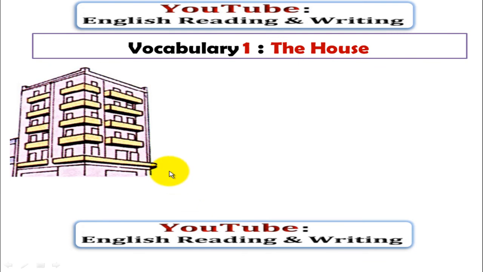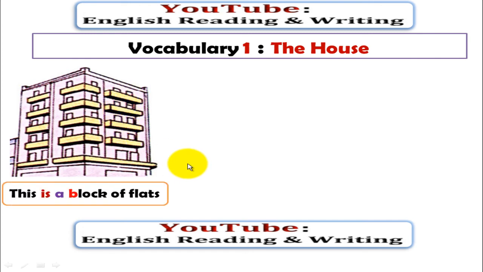This is called a block of flats. So these are flat 1, 2, 3, etc. They are called a block of flats.